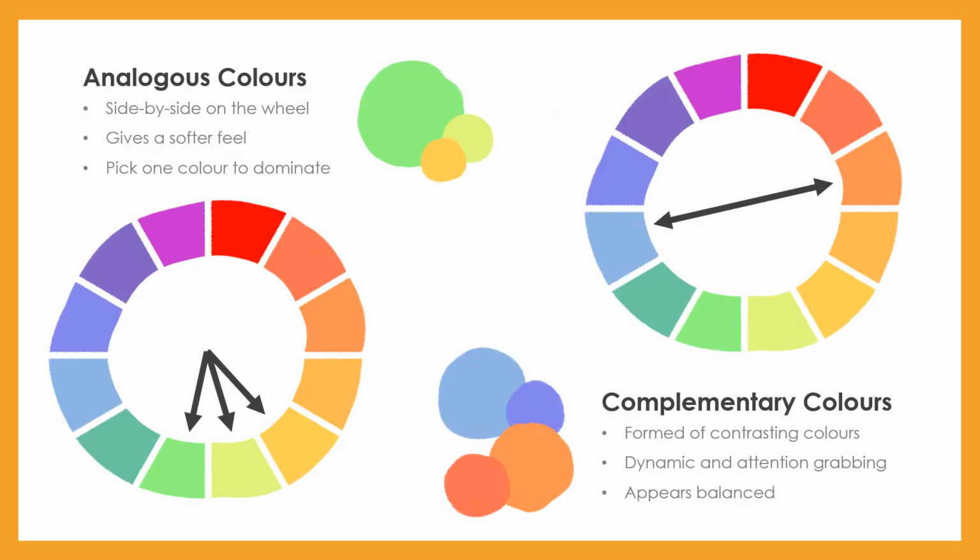So we've got analogous colors, which are when you pick colors that are close to each other on the color wheel. It gives it a softer feel, and you normally pick one color to dominate and the other two would complement it. On the other side, you've got complementary colors, which are formed from contrasting sides of the wheel. They feel a lot more dynamic and balanced because you pick some from both sides, and you can get away with using the same amounts.